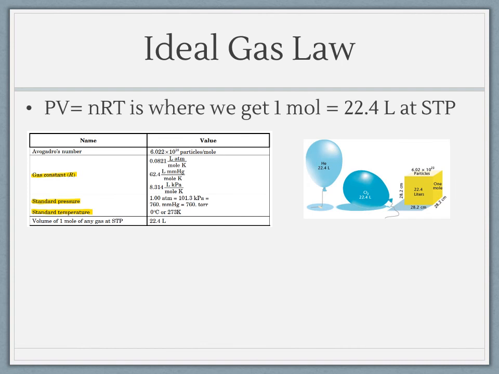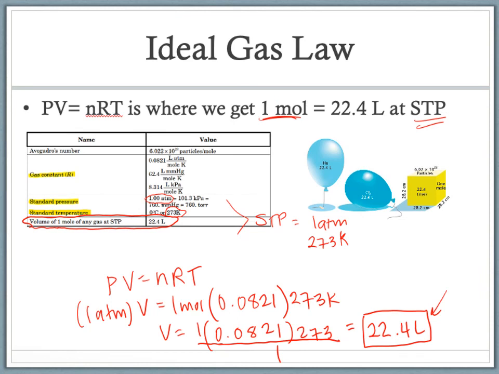Now, just so you're aware, remember how we learned 1 mole is 22.4 liters at STP. That is not some random number. That actually is calculated using the ideal gas law, because STP is 1 atmosphere and 273 Kelvin. So if we use the ideal gas law, we plug in 1 atmosphere, 1 mole, 0.0821 is the R value that's in atmospheres, times 273, which is standard temperature.